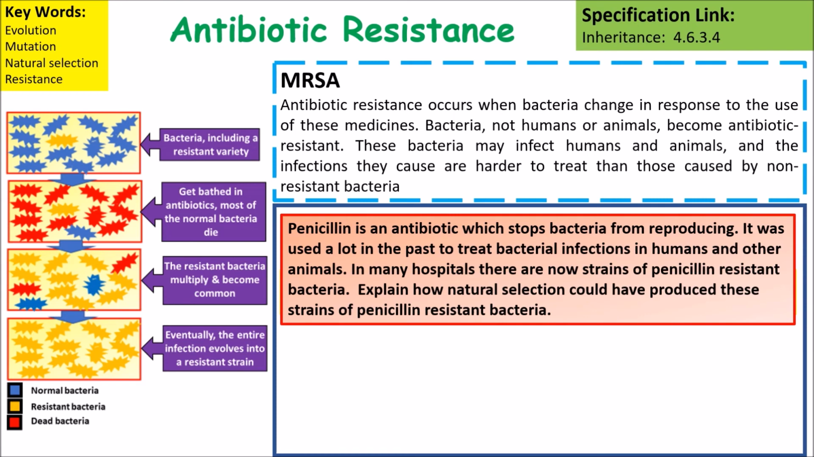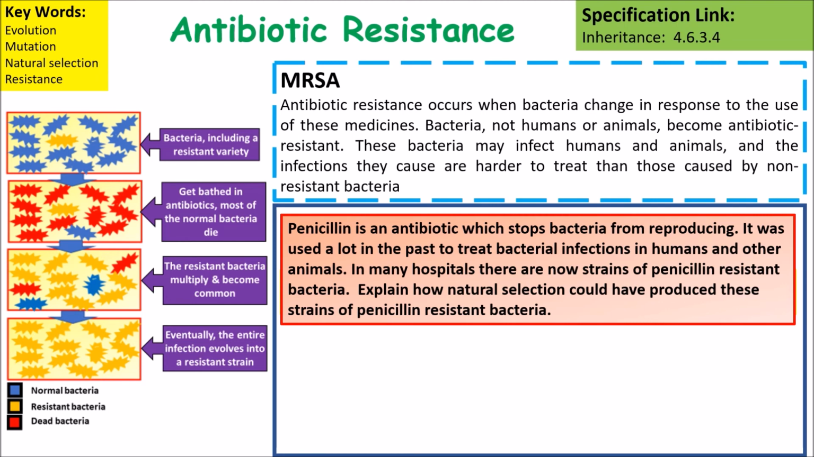Penicillin is an antibiotic which stops bacteria from reproducing. It was used a lot in the past to treat bacterial infections in humans and animals. In many hospitals, there are now strains of penicillin-resistant bacteria. Explain how natural selection could have produced these.